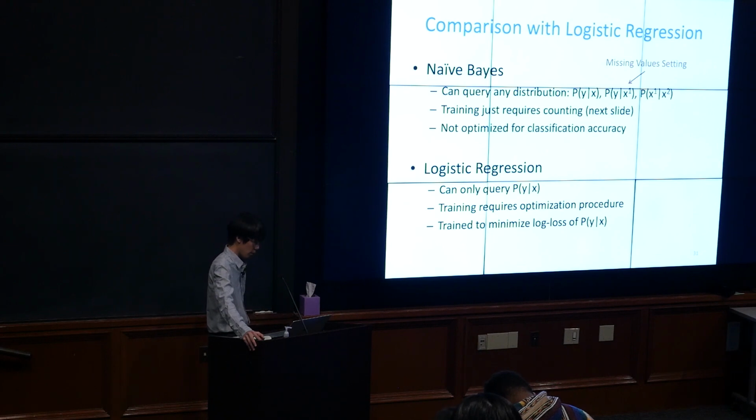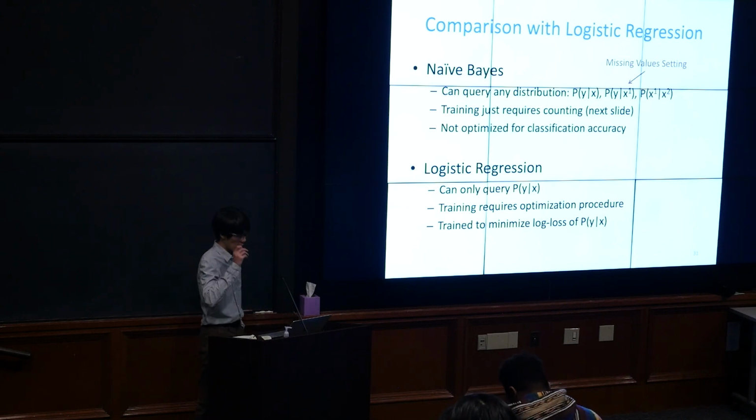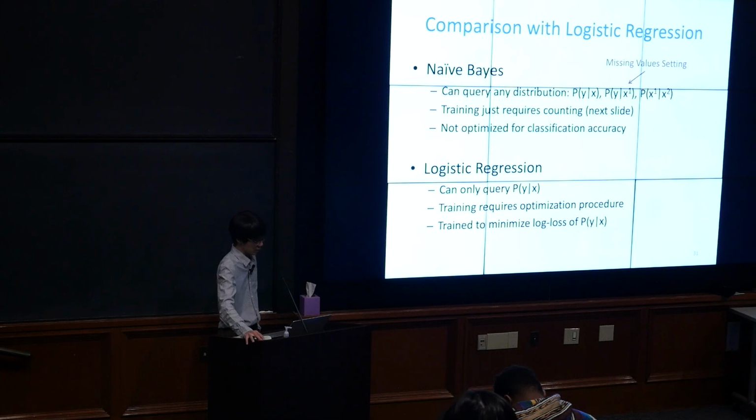But because naive Bayes is focused on modeling the complete joint distribution p(x, y), it's not optimized for classification accuracy. The optimization task isn't to improve predicting y given some x. Whereas logistic regression can only query y given x, but it's very good at that one thing. Its training requires an optimization procedure like gradient descent on whatever model you're using to do your logistic regression.